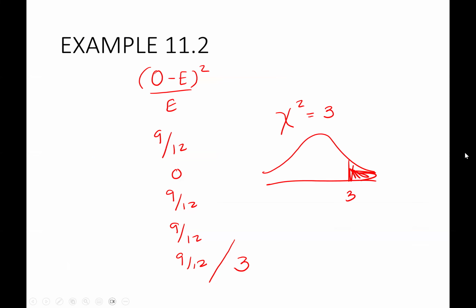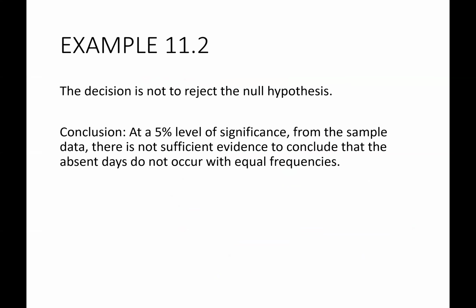So the p-value that we got is 0.5578. So that's huge. So we don't reject. The data is not statistically significant enough to say that what we observe is actually different than what we expect. The decision is not to reject the null hypothesis at a 5% level of significance. From the sample data, there's not sufficient evidence to conclude that the absent days do not occur with equal frequencies.